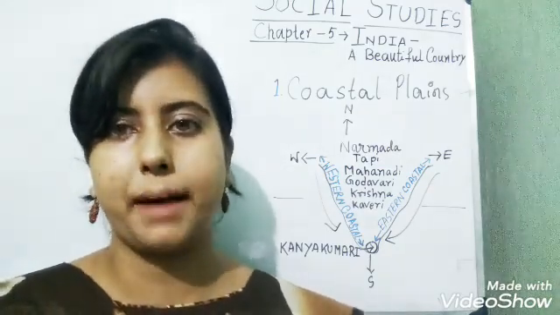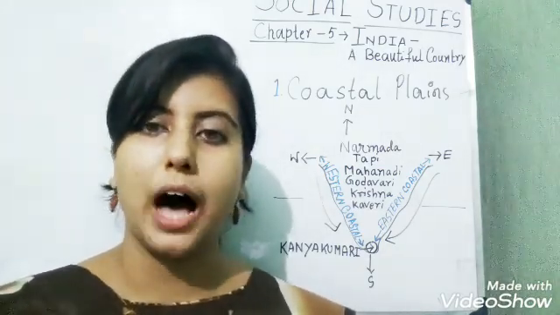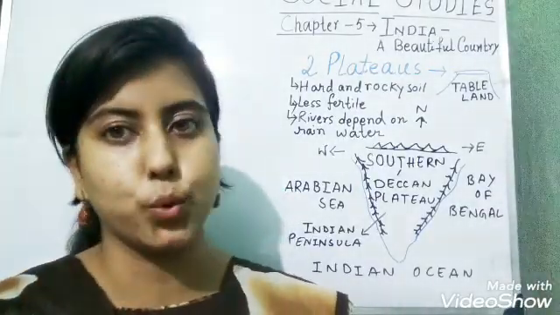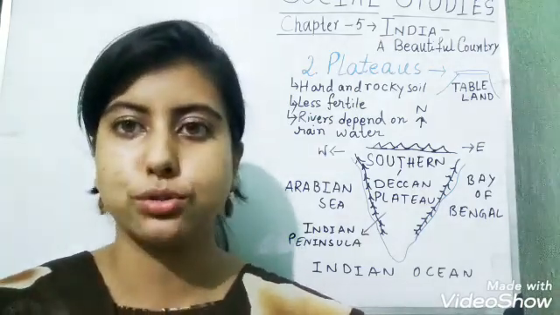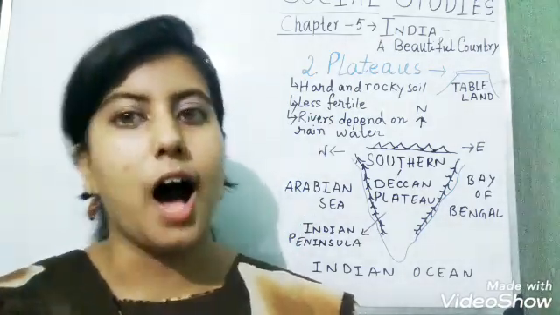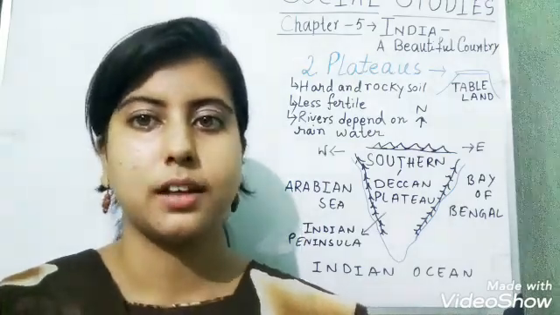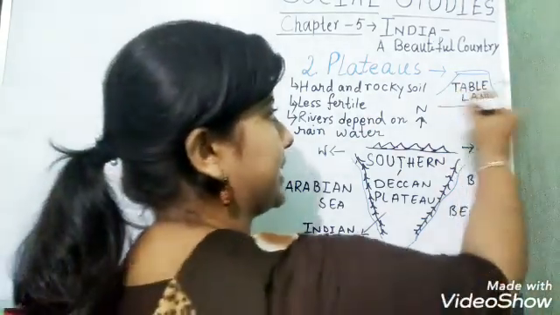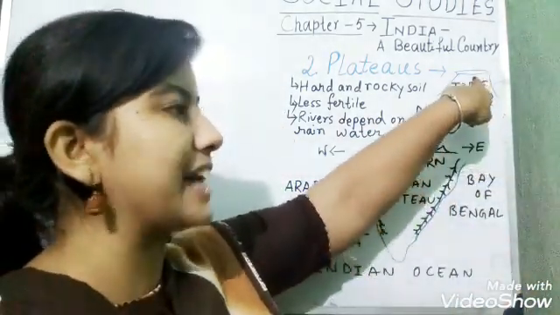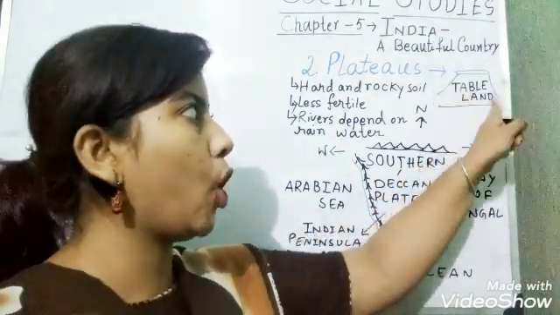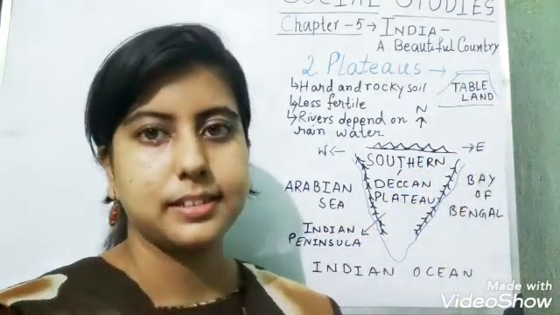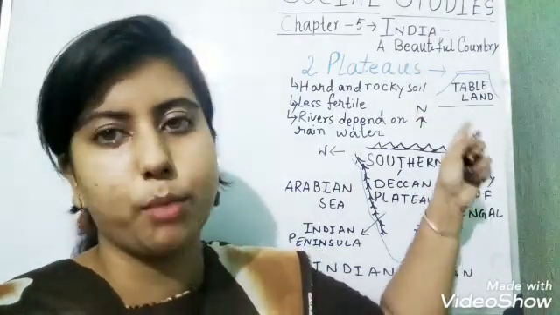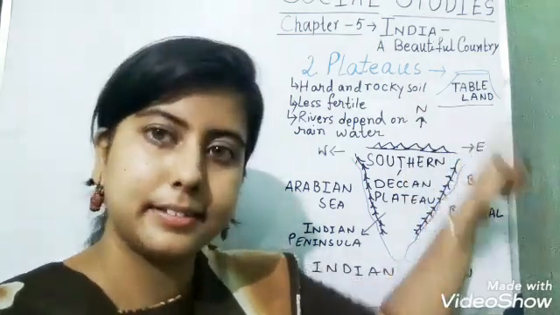Now we will talk about the plateaus of our country. Now, what is a plateau? Plateau is a high-raised land with a flat top. Plateau looks something like this. It has a flat top and slopes on all sides. This is also called tableland. So, the other name of plateau is tableland.